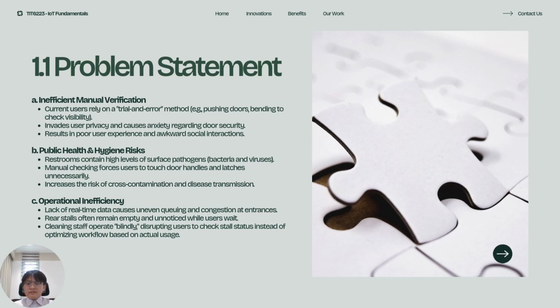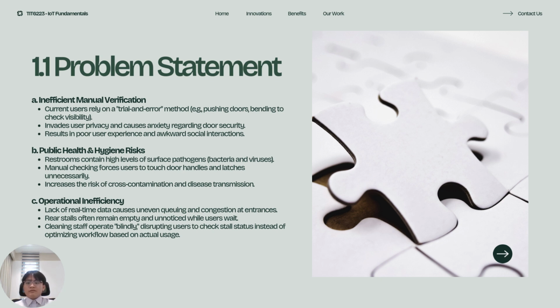Second, there is a serious public health and hygiene risk. We know that public restrooms are environments that contain high levels of surface pathogens, including bacteria and viruses. Studies show that door handles and latches are among the most frequently touched surfaces in these facilities.